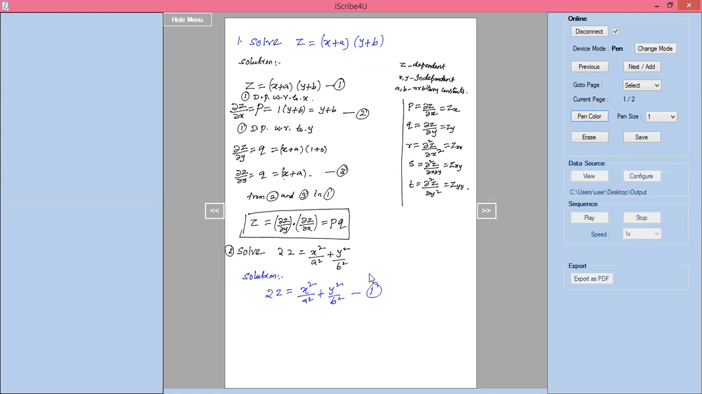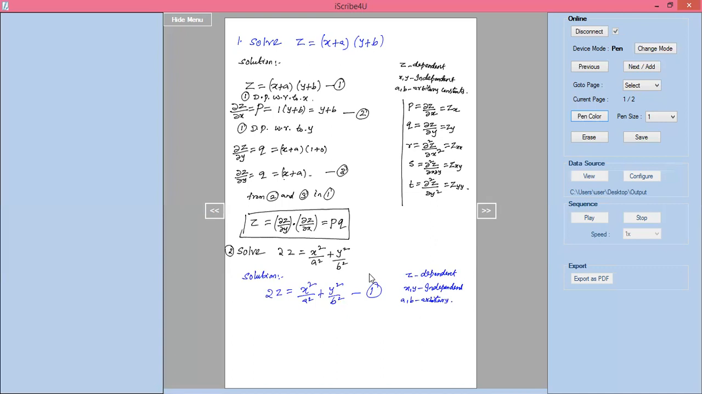How do you differentiate? See, what are the dependent variables? Z is dependent. X comma y are independent. A comma b are arbitrary. If the number of arbitrary constants is equal to the number of independent variables, here a comma b, then the solution should be in terms of a first order PDE only.